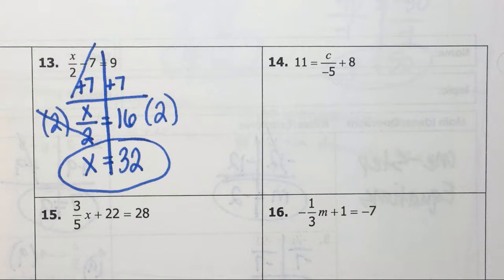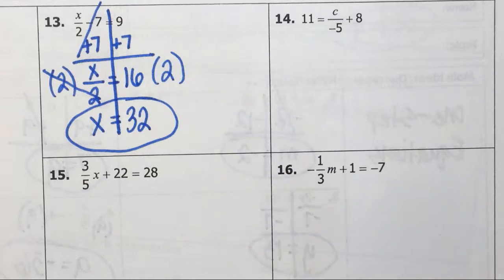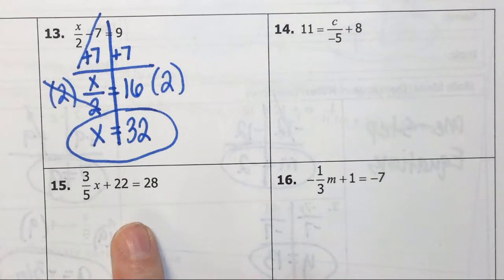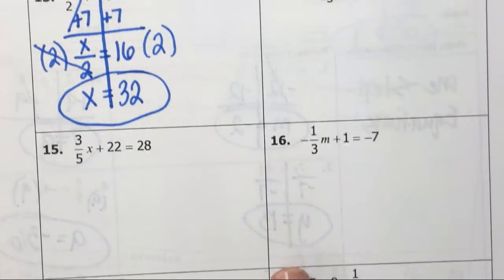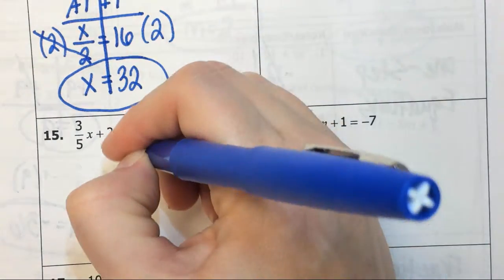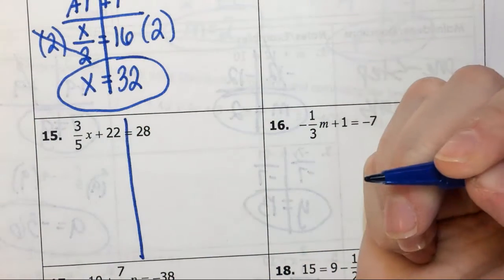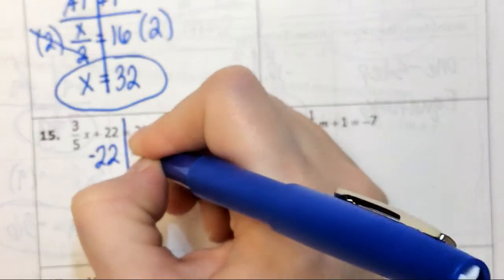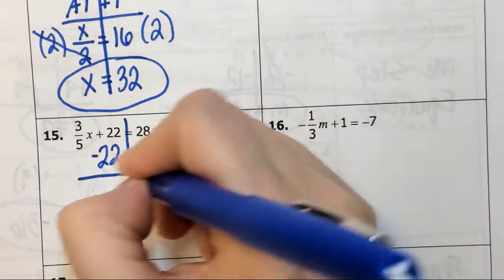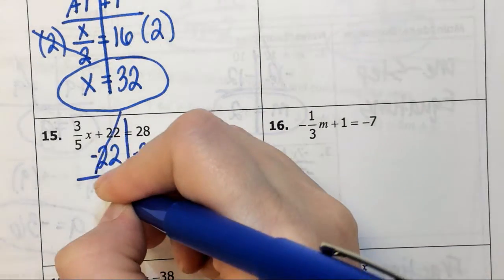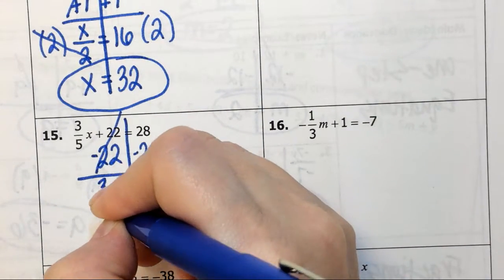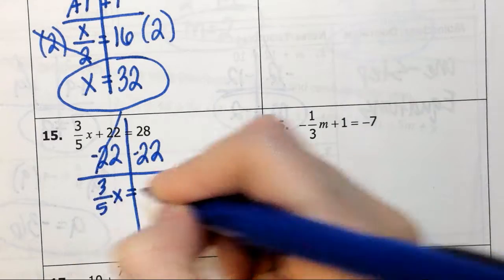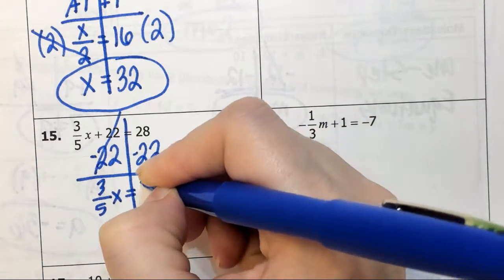The next one I want you to look at is right below that, number 15. Number 15, what's the first step? Good. So I have 3/5 x is equal to 6.